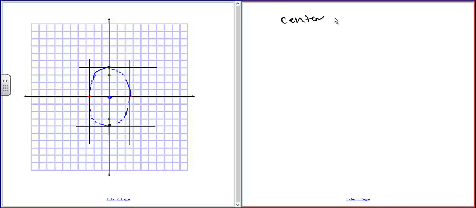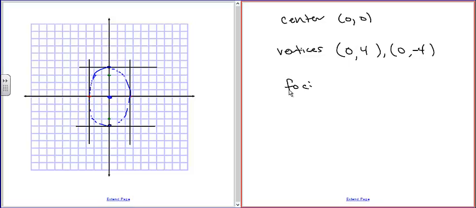Center: 0, 0. Vertices: we have 2 vertices along the major axis, and the x value is going to be 0 for both of these points. Counting 1, 2, 3, 4, that's positive 4, negative 4. The foci are again at x equals 0, because the major axis is the y-axis, and you go up 3 units and down 3 units.